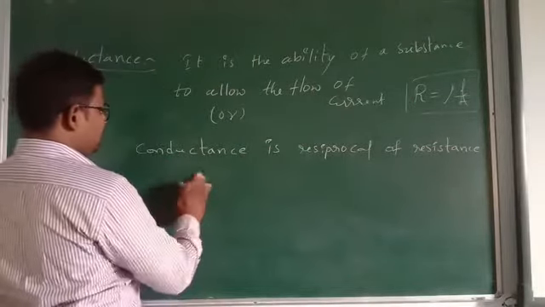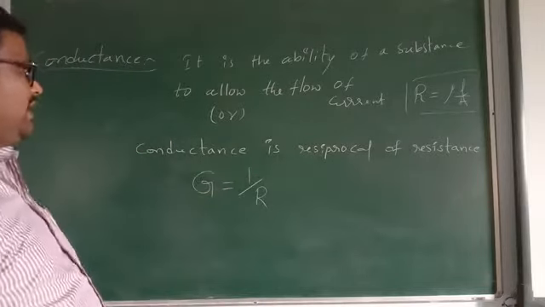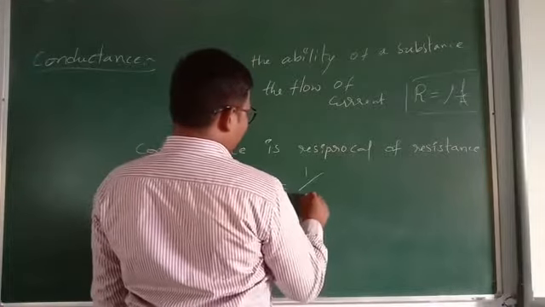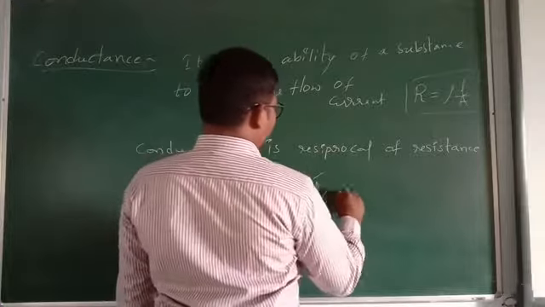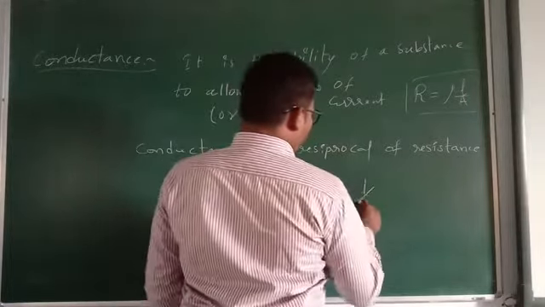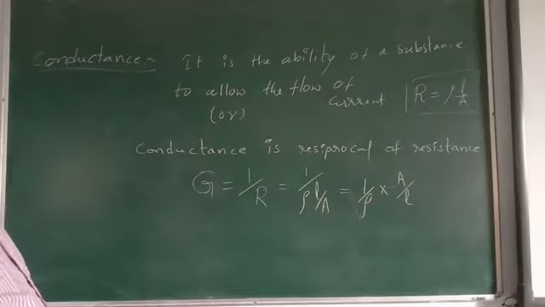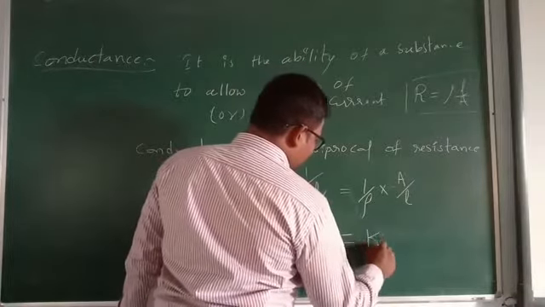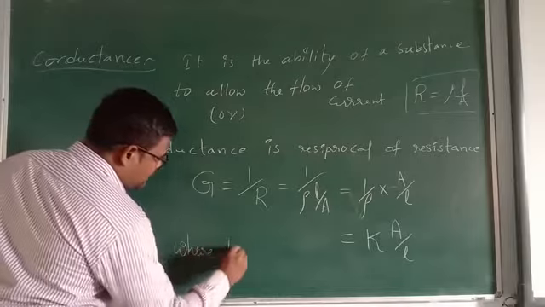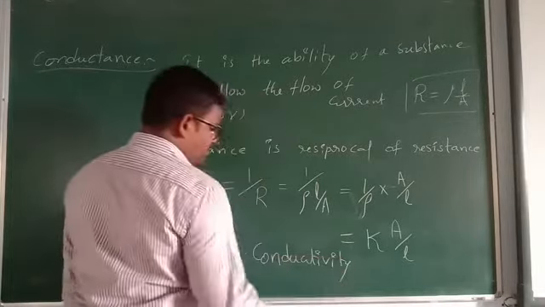What is the conductance symbol? The conductance symbol is G. It is the reciprocal, 1 by R. The formula of R is rho into L by A. If we take the reciprocal, we get A by rho into L, or we can write it as 1 by rho into A by L, where 1 by rho can be written as kappa. So G equals kappa into A by L, where kappa is the conductivity, or it can be called specific conductance.